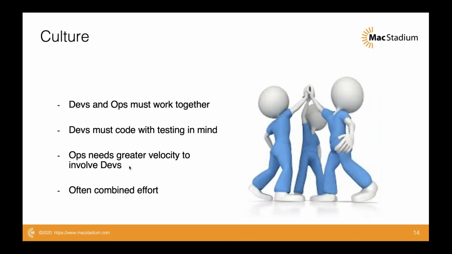Dev and ops usually are separate departments. The reality is very few companies have a true DevOps department. DevOps, the term, really is about dev and ops working together. Devs can write code with testing in mind. Ops needs to have greater visibility and velocity to devs. Combining efforts is a really good thing. Joint owners is a good thing.